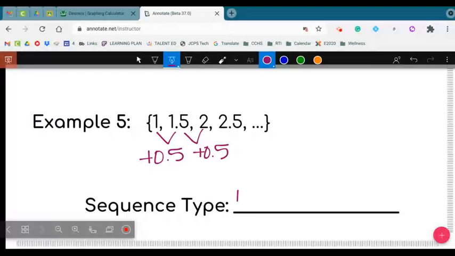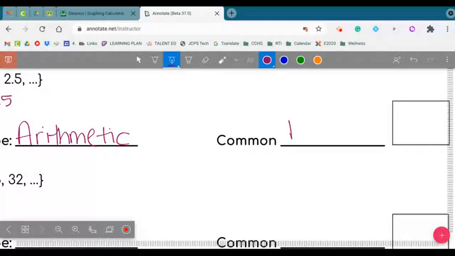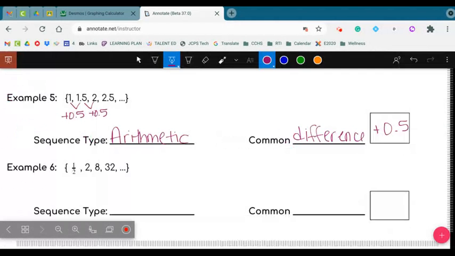Since I'm adding, this is arithmetic. With arithmetic, I always have a common difference. And our common difference is going to be positive 0.5 because I'm adding 0.5 each time. Okay, going to the next one.